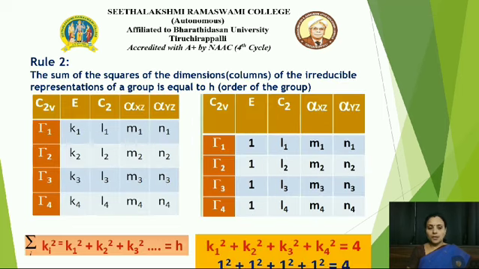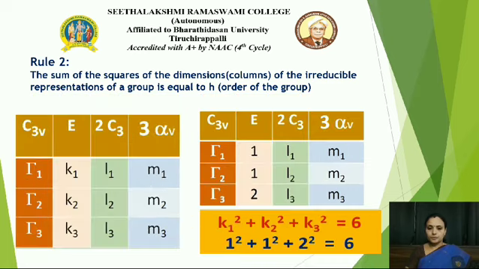So rule number 2 of the great orthogonality theorem is the sum of the squares of the dimensions, l_i squared, equal to l1 squared plus l2 squared plus l3 squared plus l4 squared, which is equal to the order of the group. For example, if I substitute l1, l2, l3 and l4 as 1, we will get the answer as 4, which is equal to the order of the group.